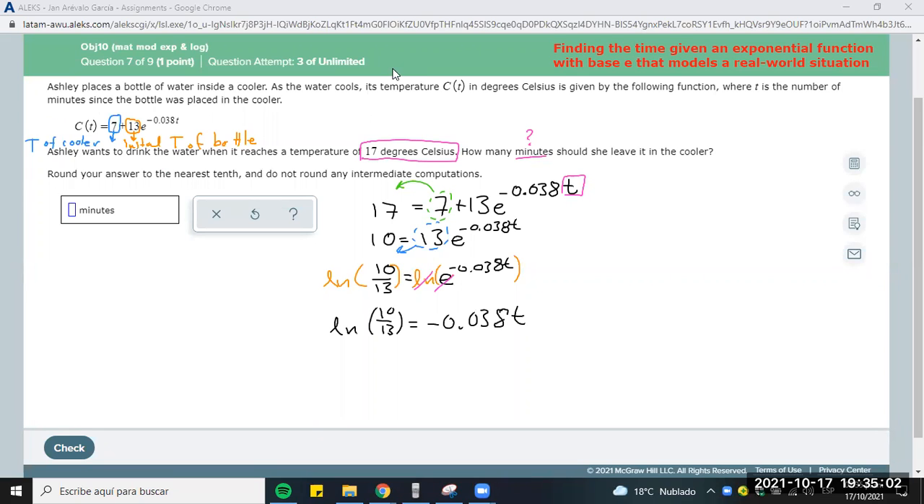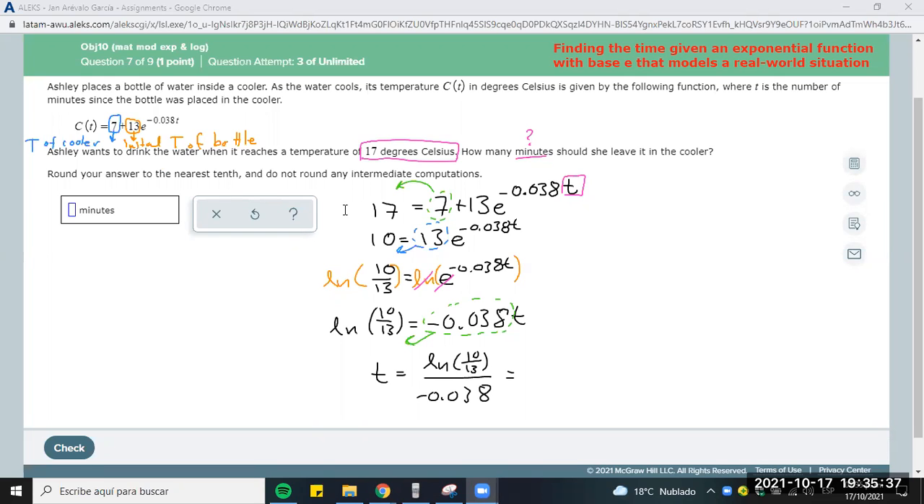And finally, I'm going to divide both sides of the equation by minus 0.038. So t equals the natural logarithm of 10 divided by 13, divided by minus 0.038. Okay, I'm going to use the calculator to know what that number is equal to. And then I'm going to round to the nearest tenth.